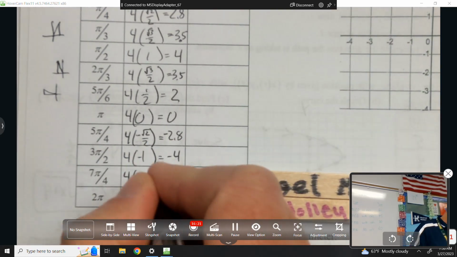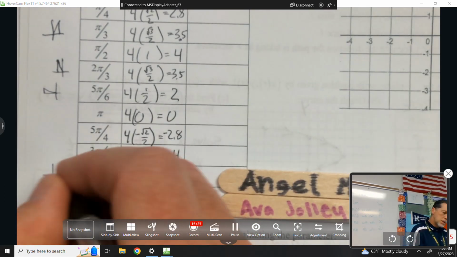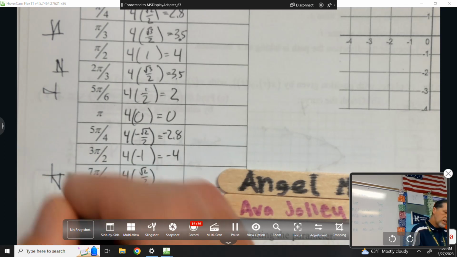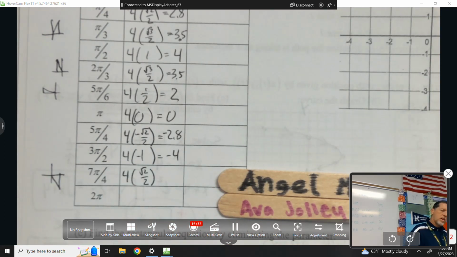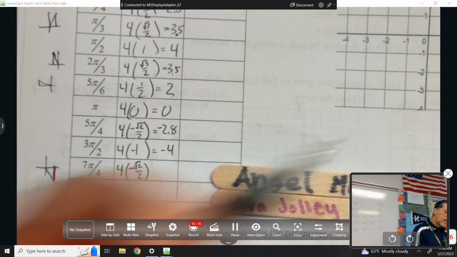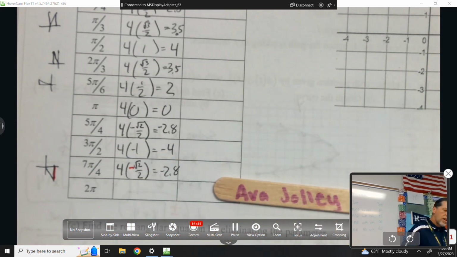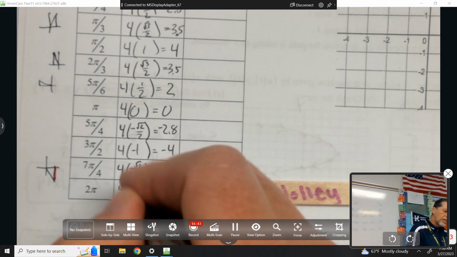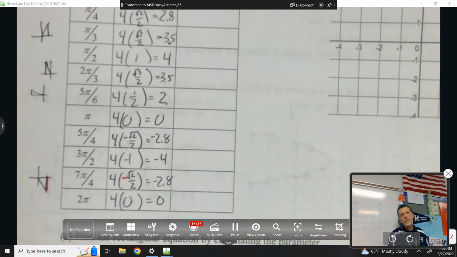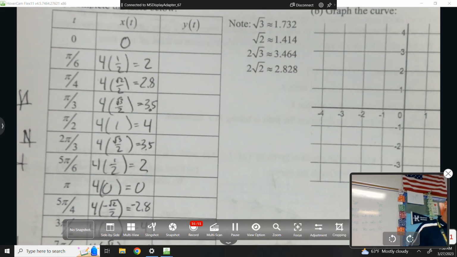Angel, the sine of 7 pi over 4? Square root 2 over 2. Positive or negative? It's the y coordinate, so it needs to be negative. And then Ava, the sine of 2 pi? 0. So, that's a lot of work just to get the x coordinates. Now we get to do the same thing for the y coordinates.